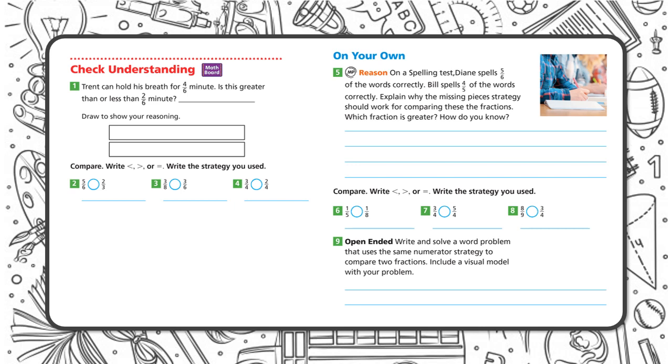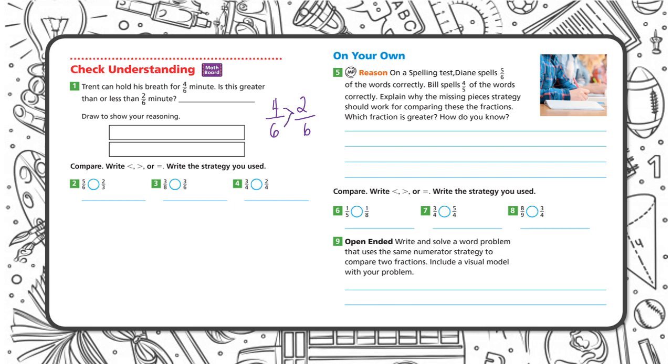Number 1, Trent can hold his breath for 4/6 minutes. Is this greater than or less than 2/6 of a minute? Well, let's take a look before we use our models. We have 4/6 and we have 2/6. What do we notice about those two fractions? Well, they have the same denominator, so we can quickly use that strategy to help us compare. The parts are the same size because the denominators are the same. So then I'm talking about 2 parts or 4 parts. And I know that 4 parts is greater than 2 parts. So 4/6 is greater than 2/6.